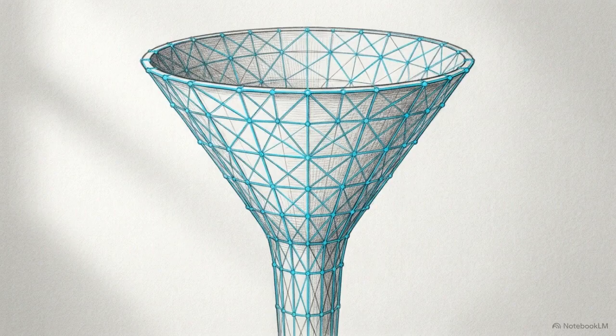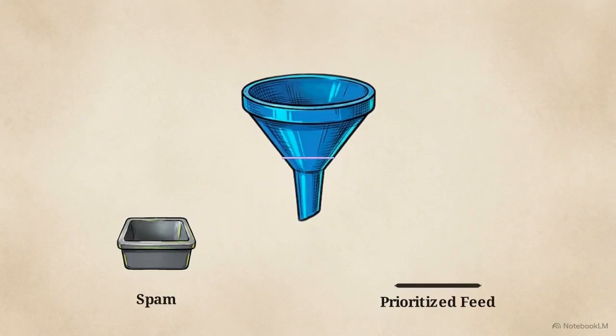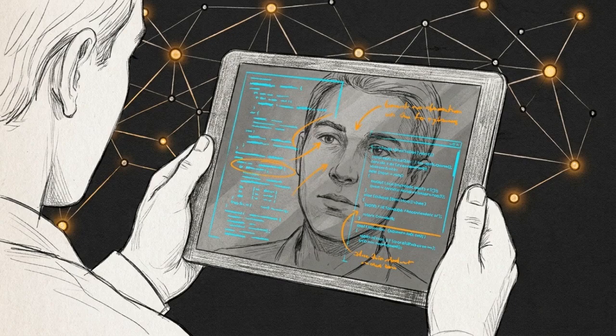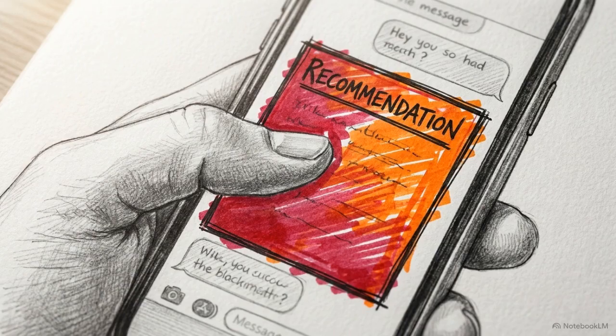This architecture, the algorithm, functions as an invisible filter, determining which emails are flagged as spam, which news reaches your feed, and how your digital world is prioritized. Because these systems operate in the background of almost every decision we make, we have to ask if they are assisting our choices or quietly replacing them.